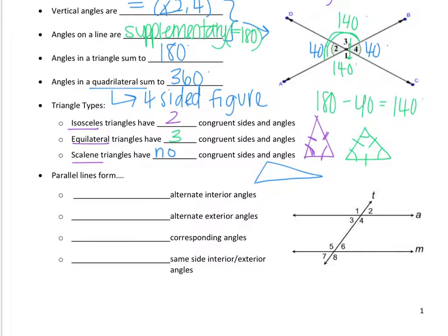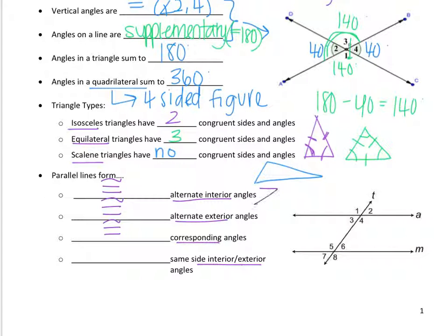Lastly, for this important information, we have parallel lines. They form several different types of angles, such as alternate interior, alternate exterior, corresponding, same side interior, or same side exterior. The first three pairs of angles all end up being congruent. So parallel lines form congruent alternate interior angles, congruent alternate exterior angles, and congruent corresponding angles.